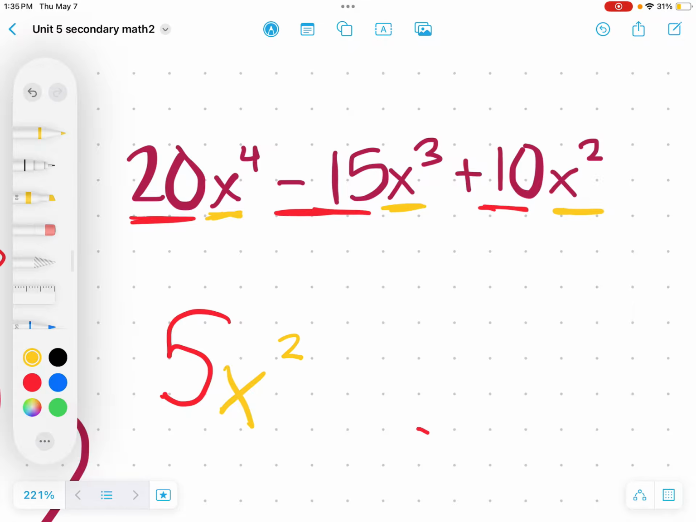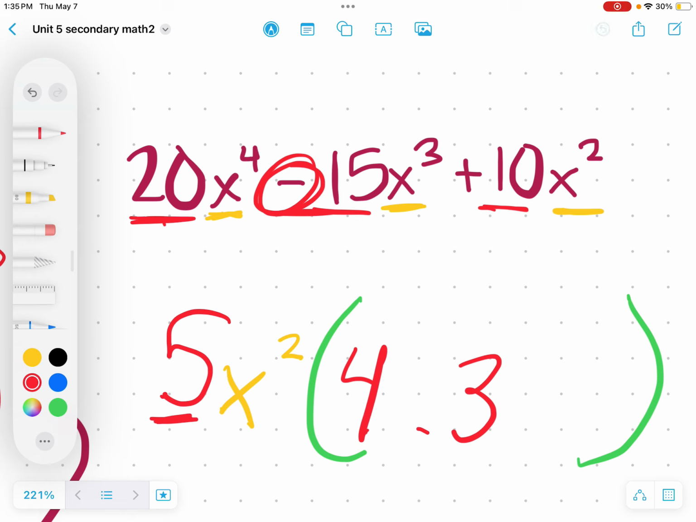Start with just the coefficient. If we take a 5 out of 20, what do we get? 4. Remember, we're dividing. If I take a 5 out of 15, what are we left with? 3, but it's negative 3. And then if I take a 5 out of 10, what are we left with? A positive 2. Now let's do the x's. Now we're just subtracting.